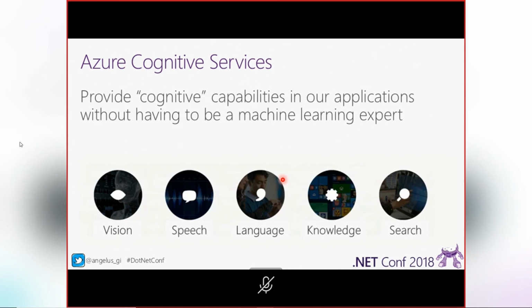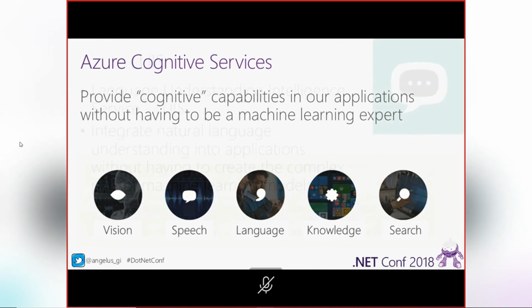After we have trained our model, as we can see in the other slide, we can express the same concept in other ways in our language that we have not predicted. We have the knowledge API, based on Bing power, to receive information about a topic, and we have the search API, with which we can perform very useful searches in our solution.